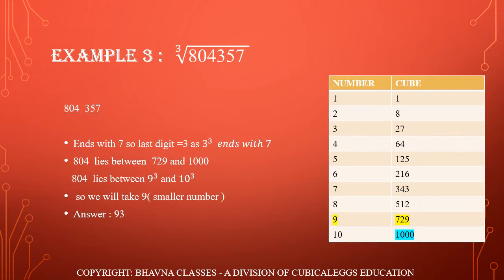Example 3, 804,357. So first I'll be separating. The first group is 804 and the second group is 357. Now I have to check that it ends with 7. So the last digit will be 3 because 3 cube ends with 7. So I got the last digit of the result, which is 3. For the other digit, I need to check 804. In the table, 804 lies between 729 and 1000. So it lies between 9 cube and 10 cube, but I have to take the smaller number. That means I have to take 9. So my final result is 93.